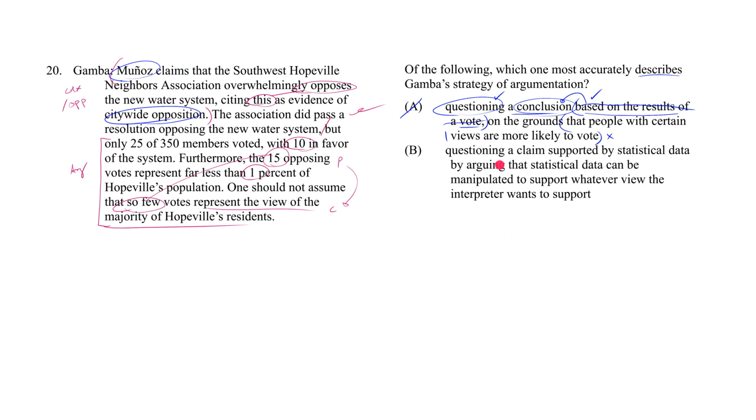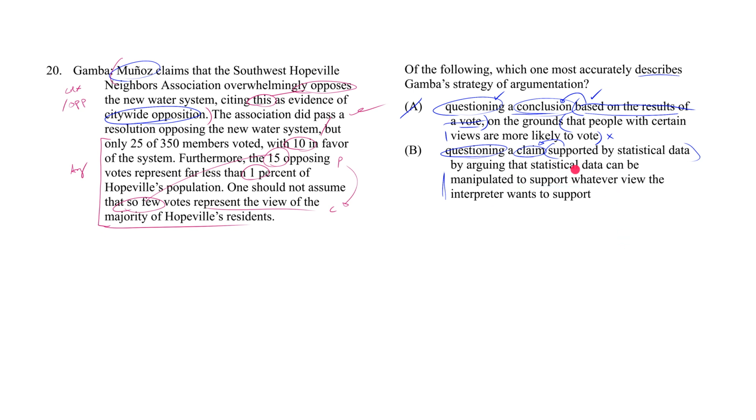Let's look at B, which says, "questioning a claim supported by statistical data by arguing." You notice the parallels here between A and B, right? Again, I think we can do this piecemeal. First, we ask, is this what Gamba is really driving at? Is she really trying to question a claim supported by statistical data? And then we can look at the means by which she does it, right?